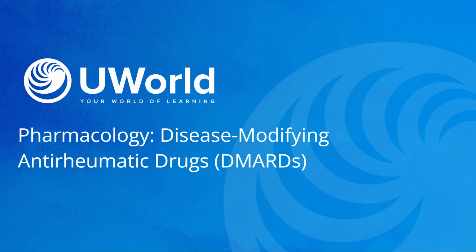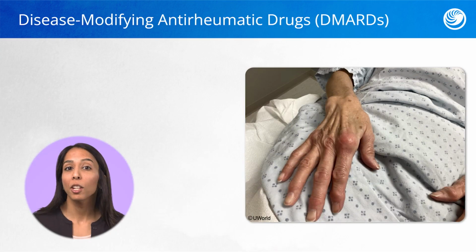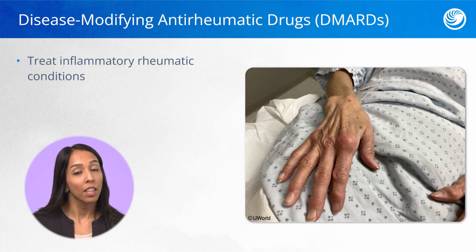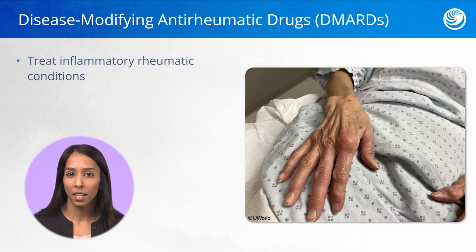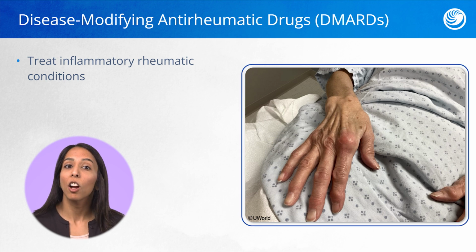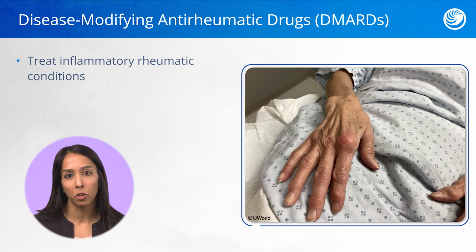Pharmacology topic is disease-modifying antirheumatic drugs, or DMARDs for short. As you can probably guess from the name, these drugs work to treat rheumatic conditions, the most common being rheumatoid arthritis. This is a chronic, progressive autoimmune disorder that can cause tenderness, swelling, and pain in the joints, as you can see in this image.